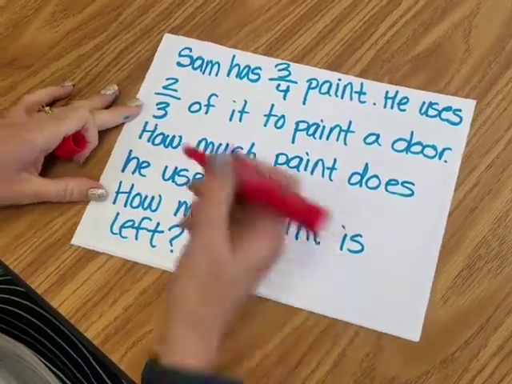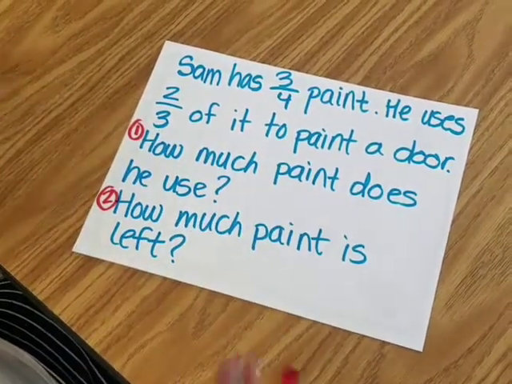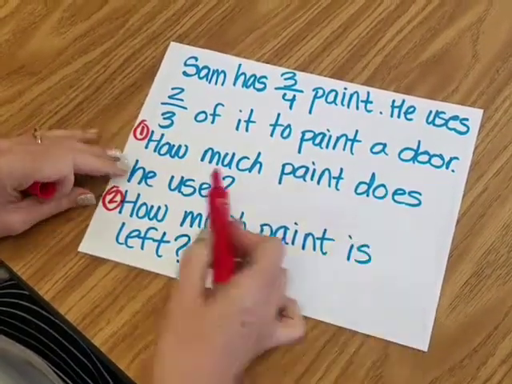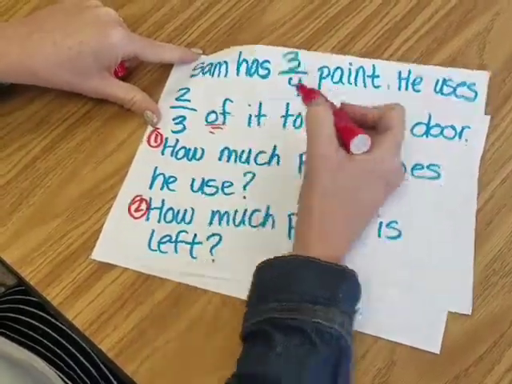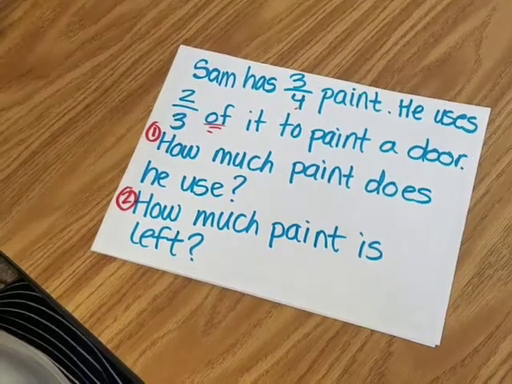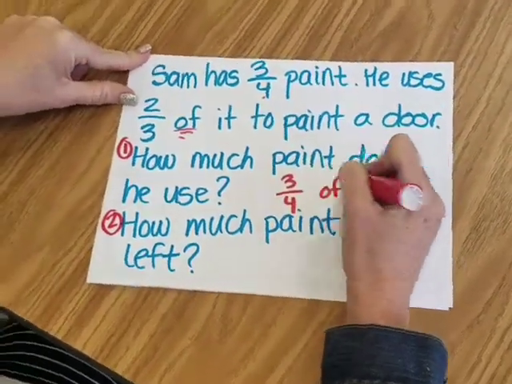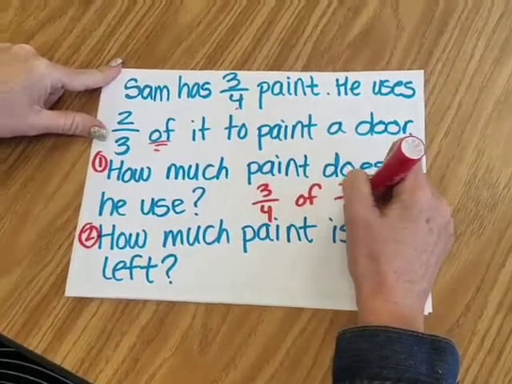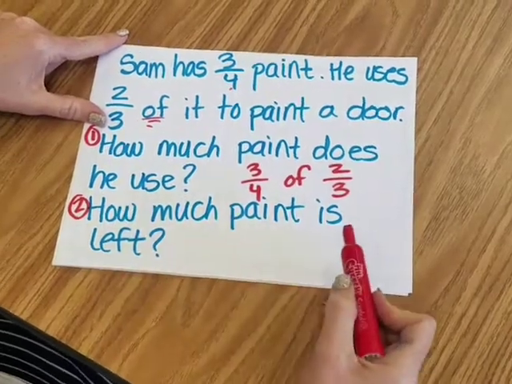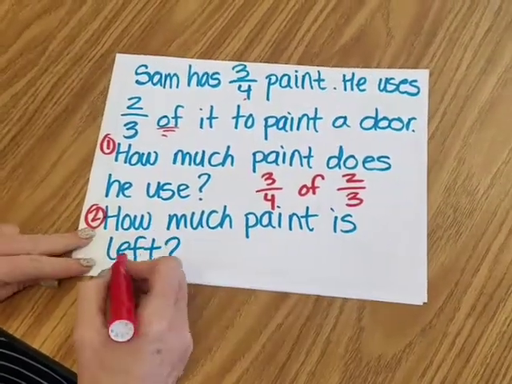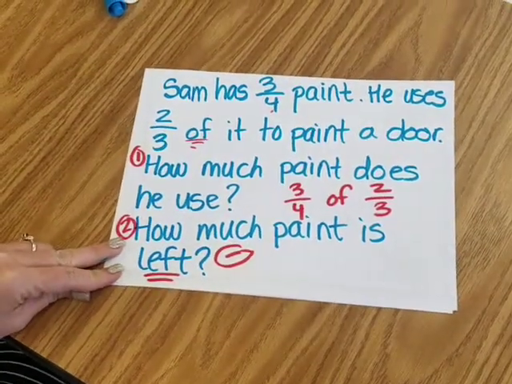So the key is to know that they're asking us to do 2 things. That's the main thing: what is it asking us to do? Well, how much paint does he use? Well, he uses 2/3 of 3/4, which is what we've been working on, multiplying 3/4 of 2/3. So first thing they're asking us to do is multiply. Then it's saying, well, how much paint is left? Well, we know that left means subtraction. So how do we figure that out?